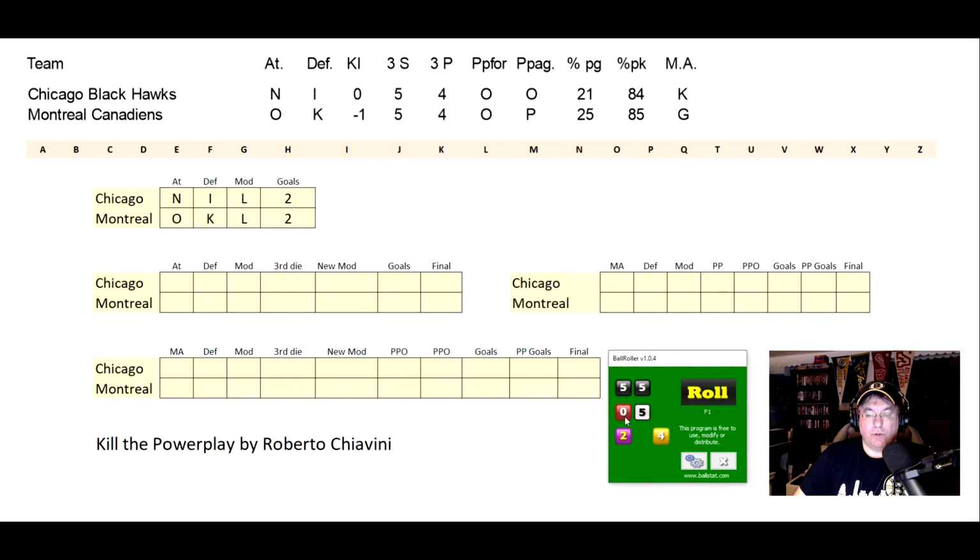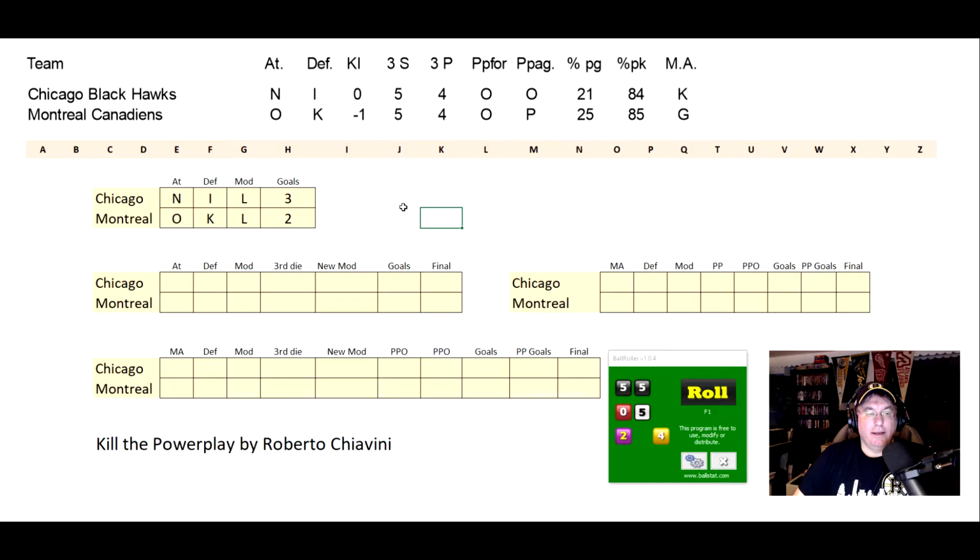And Chicago rolls a 10. Montreal rolls a 5. Now, remember, we subtract 1 from Montreal, so they would be a 4. It wouldn't matter anyway. So Chicago, by virtue of rolling the 10 to the 5 minus 1, 4, Chicago would win this game 3-2 in overtime. So that's how you would use the basic mode, and that's even including overtime.